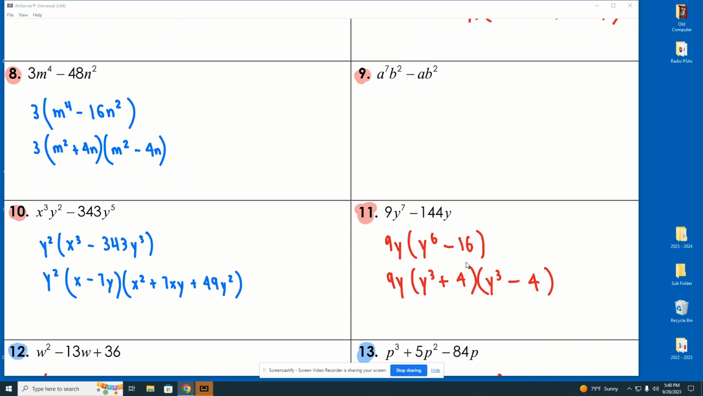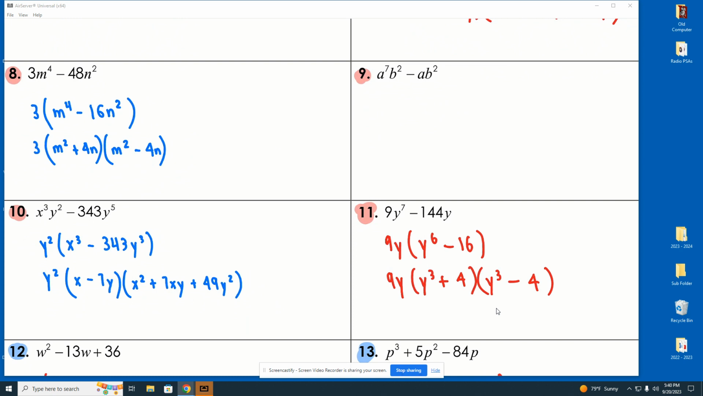Now, can I go further with those? No, because even though these are perfect cubes, the y cubes, 4 is not. So therefore, I cannot. And I know that this is a difference and 4 is a perfect square, but y cubed is not. So this one cannot go any further.